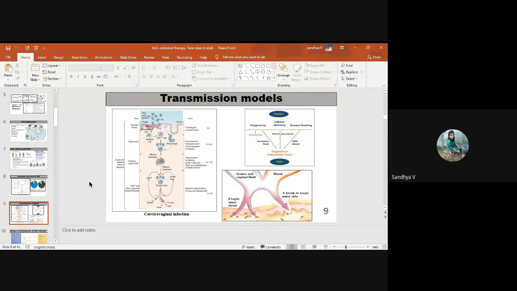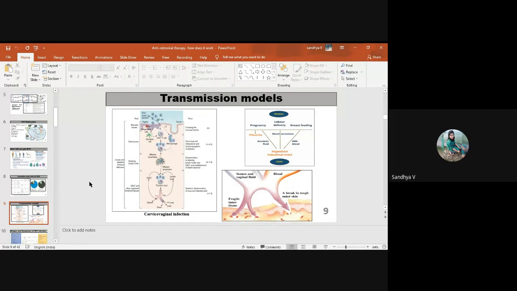Once it crosses the mucosal barrier, it needs to encounter Langerhans cells, which are a subtype of dendritic cell. As I already said, the envelope needs to interact with the receptor, right? So it will interact with the Langerhans cells through the DC-SIGN receptor. It will infect the dendritic cell so that it can cross the mucosal barrier. Thereby, it will interact with the CD4 T cell.